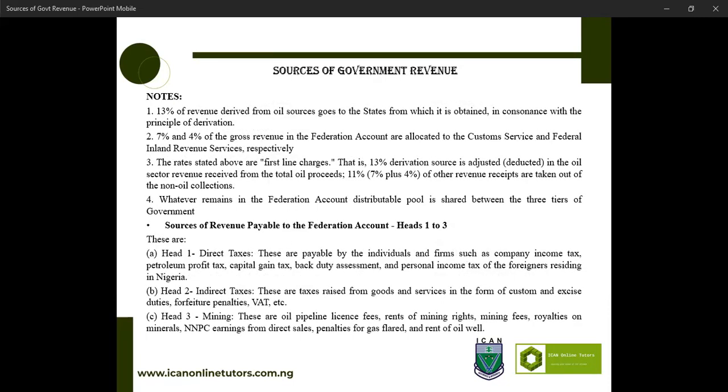Notes under the Federation Account. We have 13% of revenue derived from oil sources, which will go to the states from which it is obtained. And this is called 13% derivation. It will go to the states in which the oil is sourced, in consonance with the principle of derivation. We have 11% cost of collection, which is subdivided into 7% and 4% of the gross revenue in the Federation Account. Customs service has 7% cost of collection, while the FIRS has 4% cost of collection.